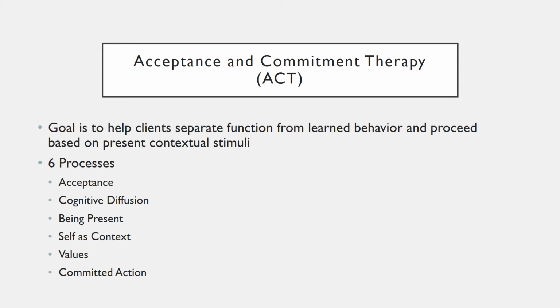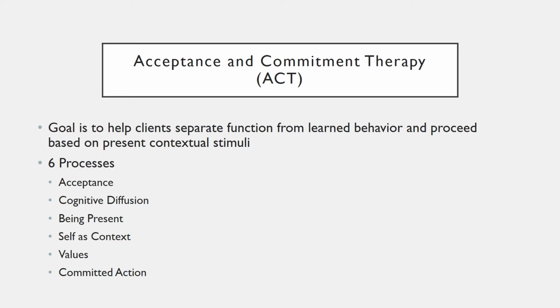With acceptance, they try to help the client become actively aware of their private events in order to offset experiential avoidance. The cognitive diffusion techniques challenge the undesirable functions of private events by unraveling the verbal relations that the client has formed for themselves. Being present is a means for individuals to have experience, both covert and overt, but to do so directly in the moment and without judgment.